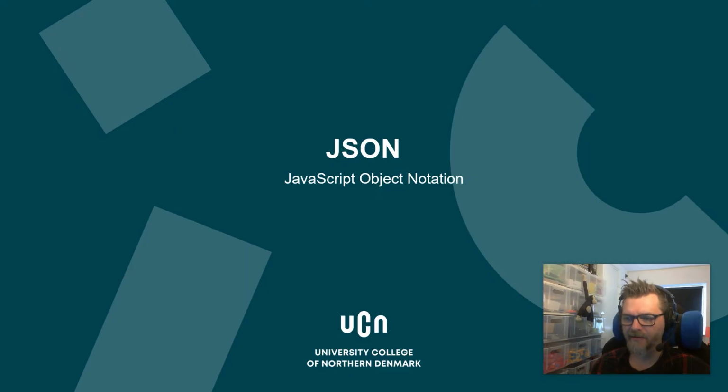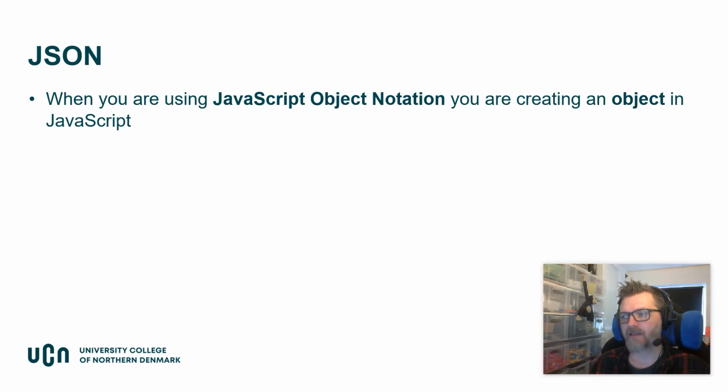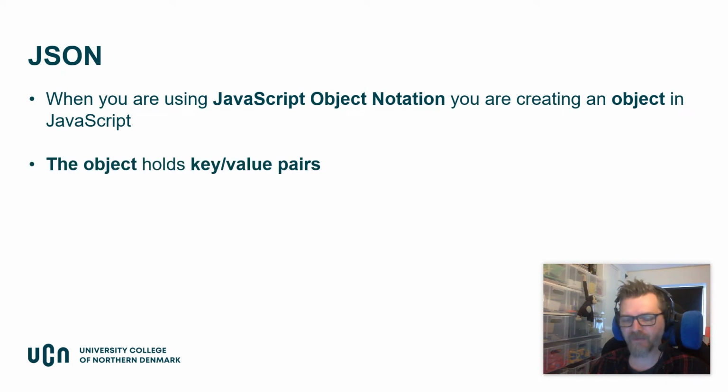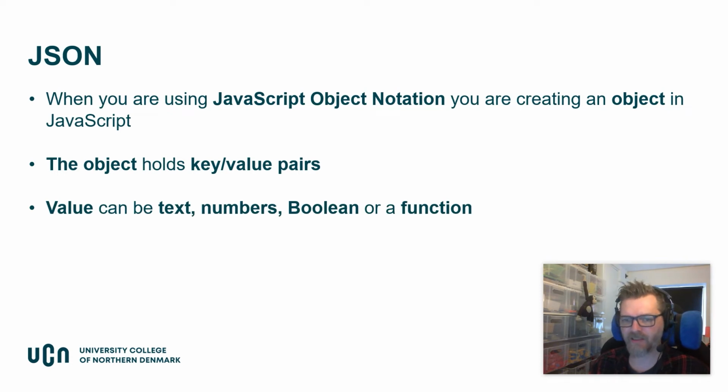A JSON object. Well, we've seen them before. JSON is short for JavaScript Object Notation. And when you use JavaScript object notation, or JSON, the JSON format in JavaScript, you are actually creating an object within JavaScript. An object holds key value pairs, and these values can be text, numbers, booleans, or functions. And we'll do a bit of each today.